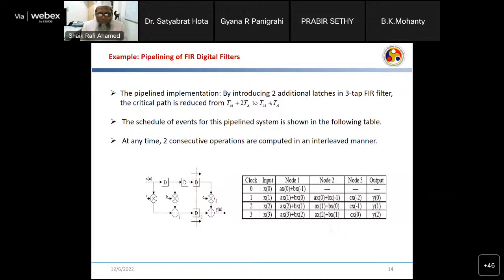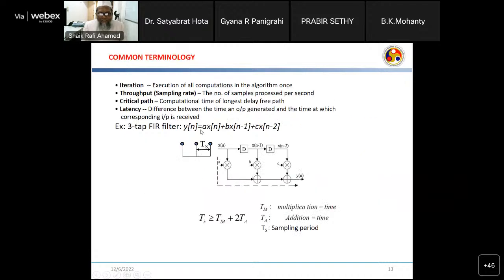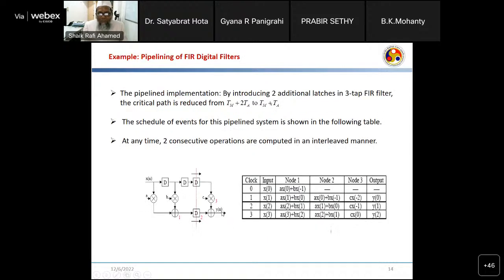In order to retain this functionality, you can easily see that by introducing two delays in the two parallel paths, if I call this y dash of n, it is y of n minus 1. You will get the same function, where y of n is a into x of n plus b into x of n minus 1 plus c into x of n minus 2. Now here you will get this output as a into x of n minus 1, b into x of n minus 2, c into x of n minus 3.